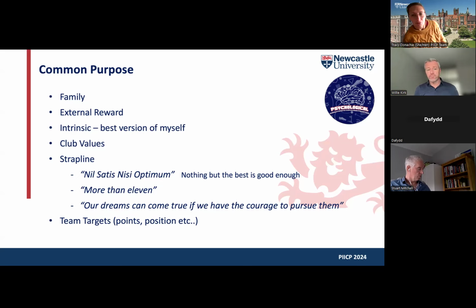External reward, like it or not, external reward will be a motivator for a number of players. It could be the salary, it could be the status. There could be a number of external things that are motivating that person. Without a doubt, there will be an intrinsic motivator. There will be players who want to fulfill their potential, to be the best version of themselves, to achieve whatever they can in the game.